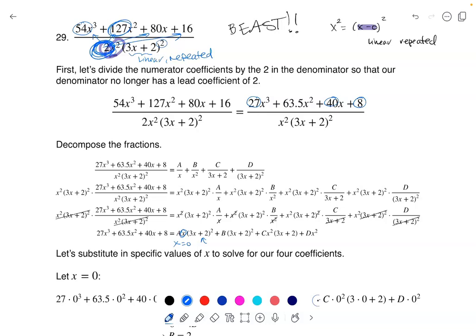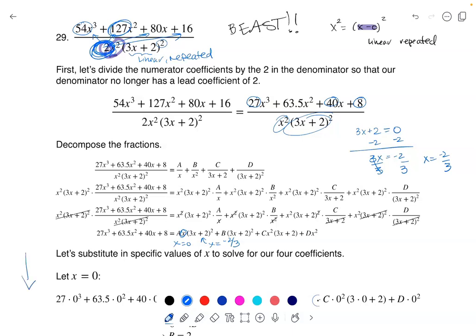And then for this particular factor, if I want to see what x value to put in, I'm going to let 3x plus 2 equal 0. I'm going to subtract 2 from both sides, and then divide by 3. So it looks like the two x values I'm going to sub in are going to be 0 and negative 2/3, because it's going to knock out a lot of my factors. But because these are repeated, because I have x squared and 3x plus 2 squared, those are both linear repeated, I don't have any other x values to plug in that would zero anything out.